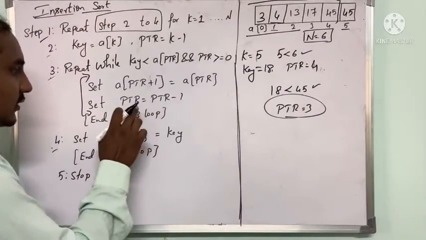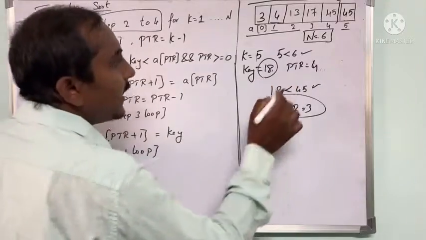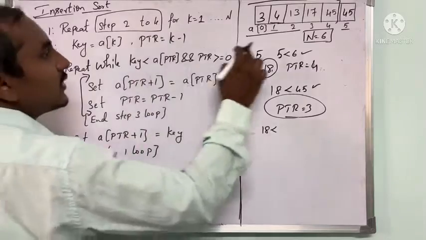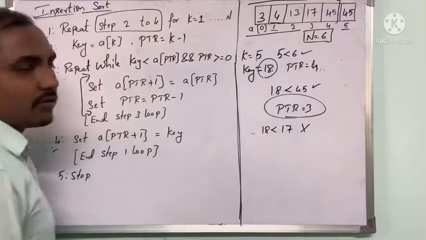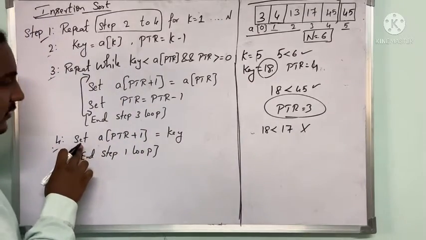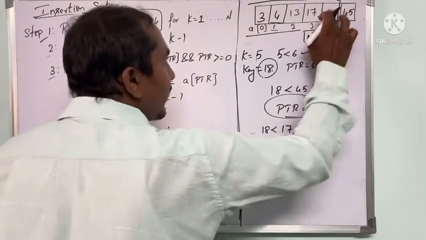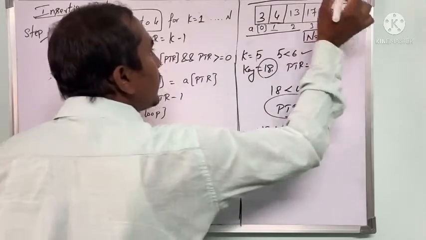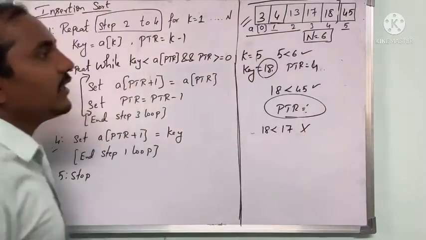So once it becomes 3, again we are going to check the key value. What is the key value? Which was 18. Whether 18 is less than A of ptr. ptr value is 3. A of 3, what we have is 17. So this is false. So since that is false, this while loop will not be executed. We'll come to this step where we are going to write A of ptr plus 1. So that is A of 4. In the place of A of 4, I am going to copy the key value. The key value was 18. Okay. Now you can see the elements are in ascending order.